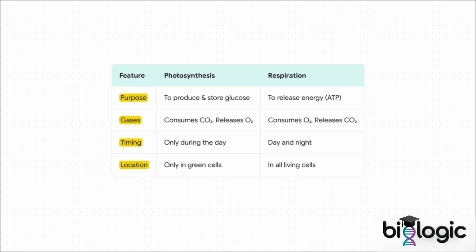So photosynthesis uses CO2 and releases oxygen. But, and this is a big but, it only happens when there's light and only in the green parts of the plant. Respiration, on the other hand, does the reverse. It uses up oxygen and releases CO2. And it happens all the time, day and night, in every single living cell of that plant.